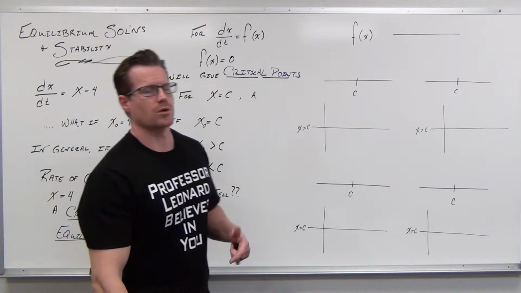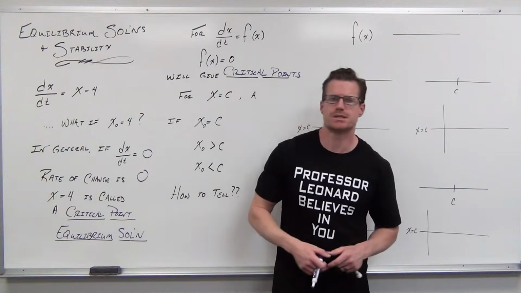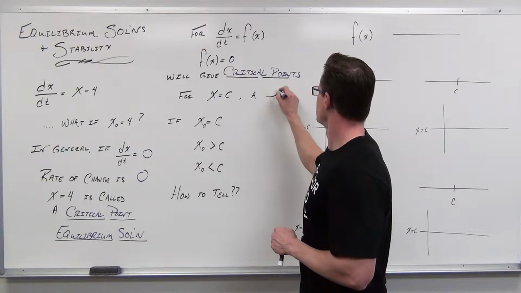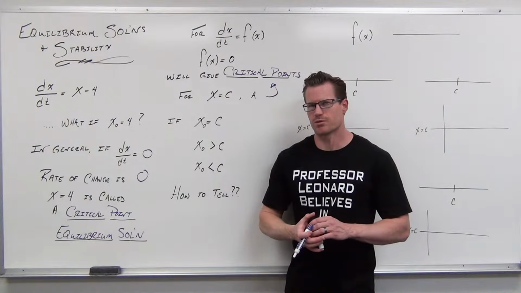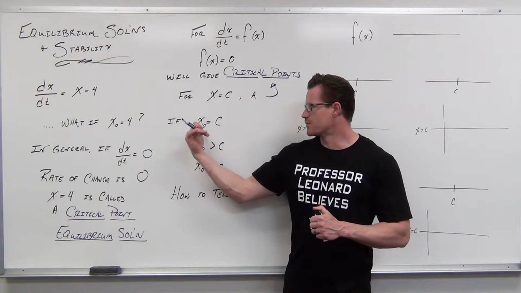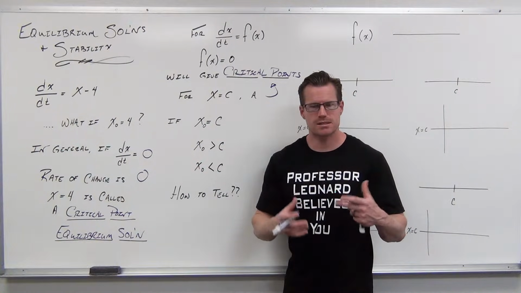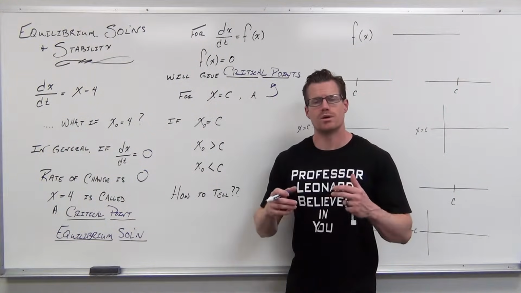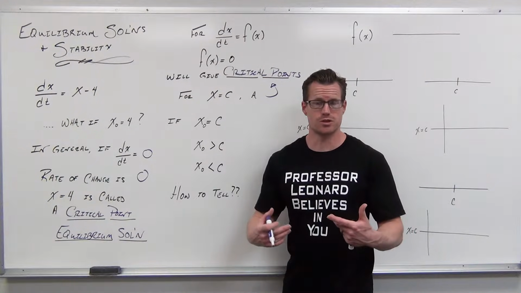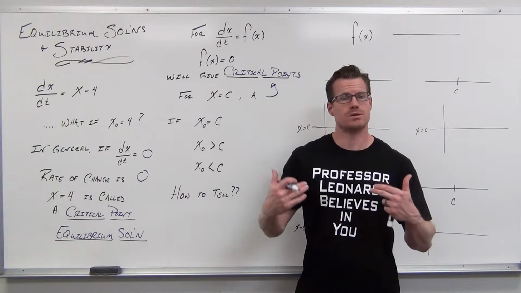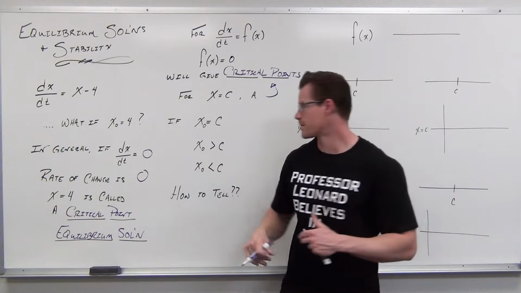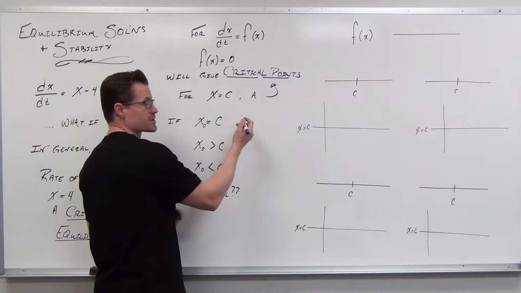So let's consider a critical point like x equals c. We kind of went through it, but if x sub 0, your initial x, is the critical point itself, we call that an equilibrium solution. Nothing's going to change. Our derivative would be 0. You can't gain, you can't lose. We are horizontal right there. So this would be an equilibrium solution.